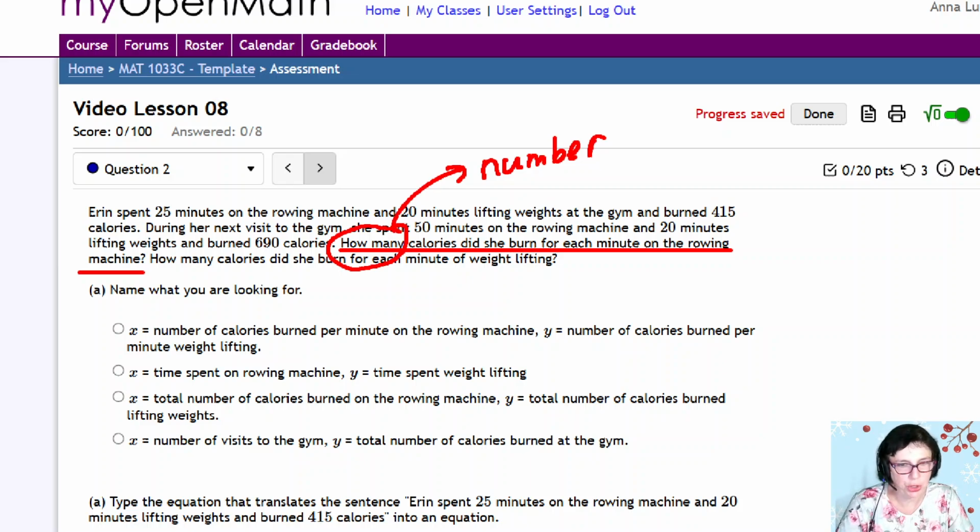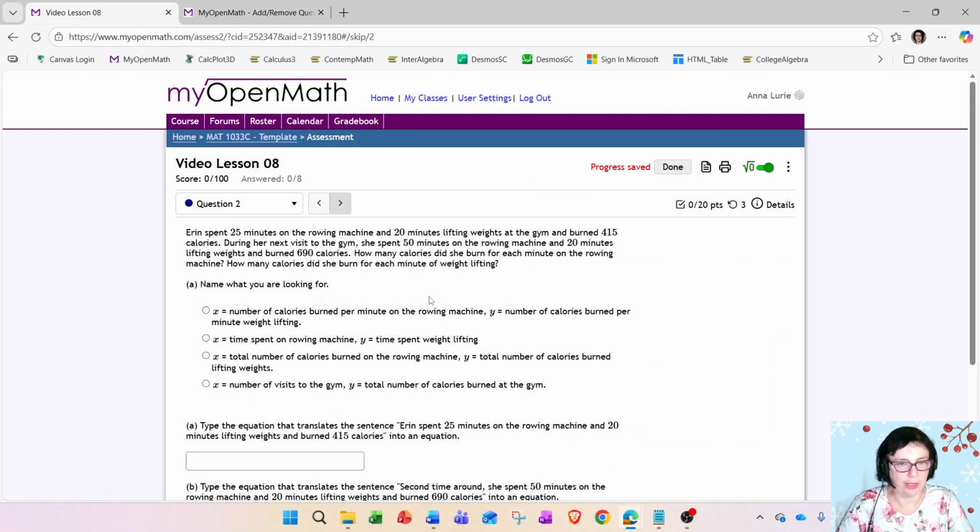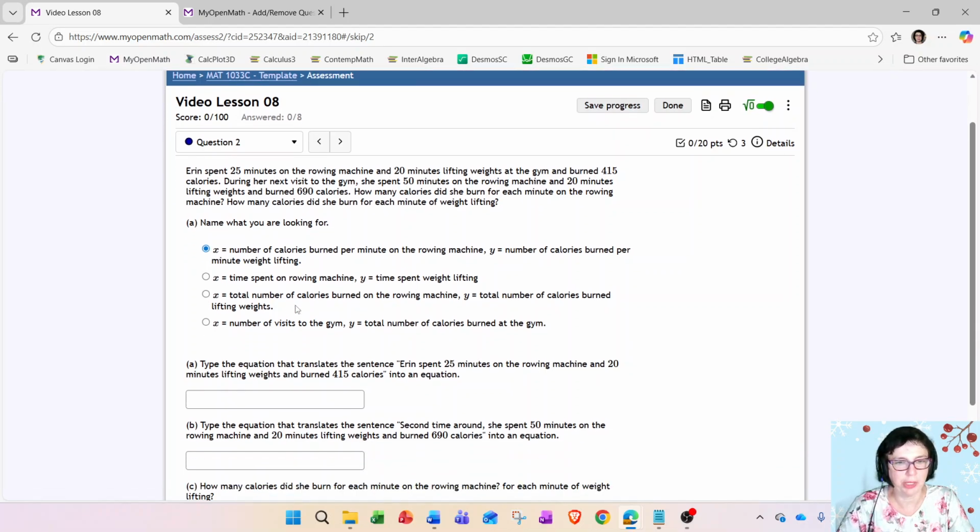Now, which of these choices says that? Number of calories burned. Don't look at the total. That's incorrect. You want number of calories. There it is. You see how that matches the question? And then the next one says number of calories burned per minute of weightlifting. That's exactly what it is. So the first choice is correct.